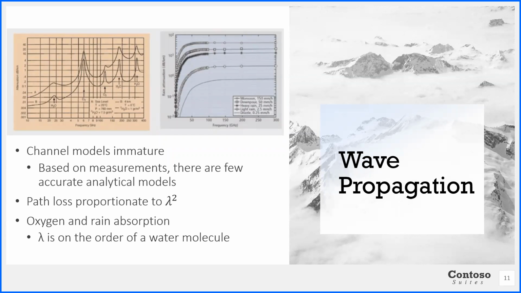Millimeter wave actually needs more research and more experimenting, as its channel models are still considered to be immature. It is classified as so due to the fact that there are few accurate analytical models based on measurements. The relationship between path loss and the square of the wavelength is huge, and it has oxygen and rain absorption as well.